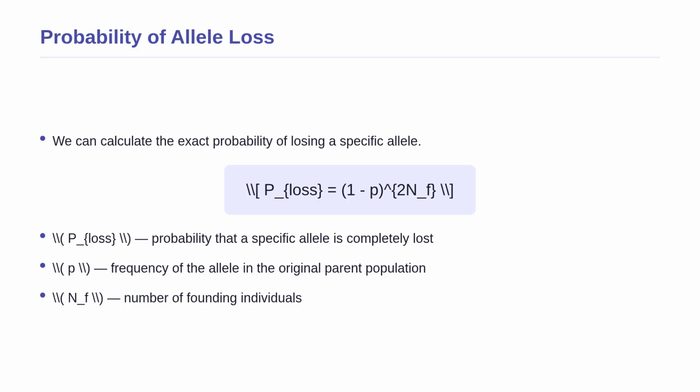If the number of founders increases, the probability of losing the allele drops dramatically. Conversely, if the allele frequency P is very small, it is highly likely the rare allele will be left behind.